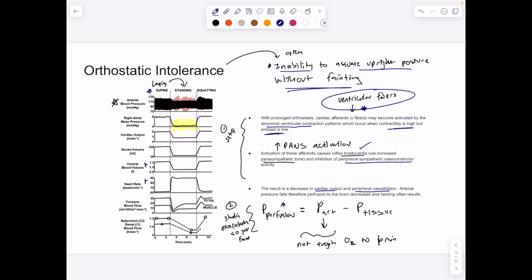And so this is all laying down, and then when you stand up, you notice that for this little graph here, your arterial pressure is actually going to go down, right? Because if you're standing up, blood has to go vertically through your body to get back to your heart, and so you'll have a decrease in your right atrial mean pressure.